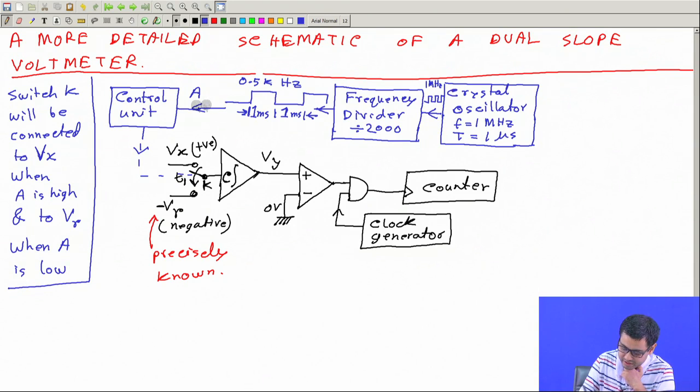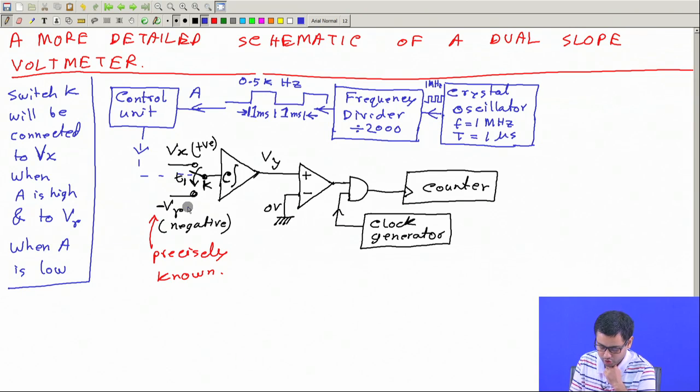Okay. So this input comes here and this control unit will accordingly change this switch. For the first 1 millisecond it will connect it here to Vx, and for the next 1 millisecond, when this is low, it will connect to this minus Vr. This is the task of this control unit.